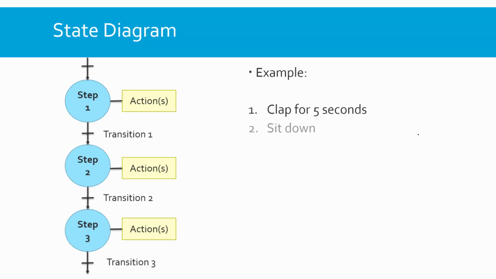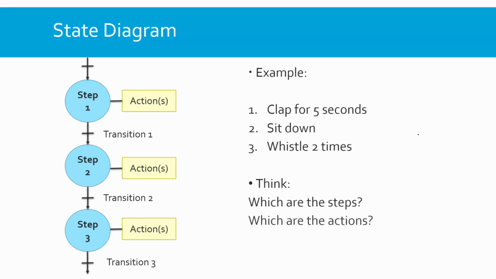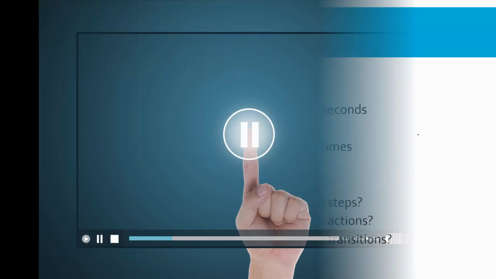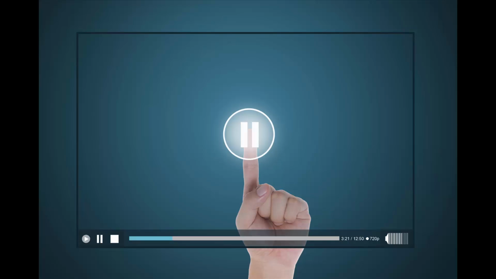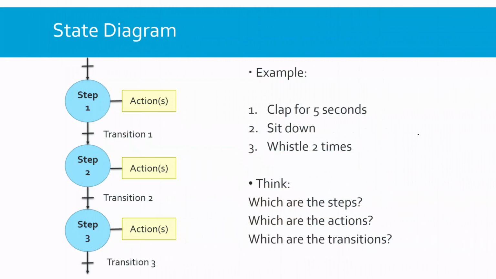Clap for 5 seconds, sit down, and whistle 2 times. Think, which are the steps? Which are the actions? And which are the transitions? Give this a few seconds, pause the video, and see for yourself if you get it right. Hopefully you reach the following.